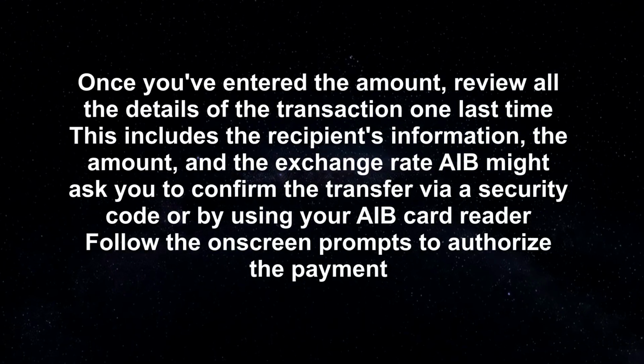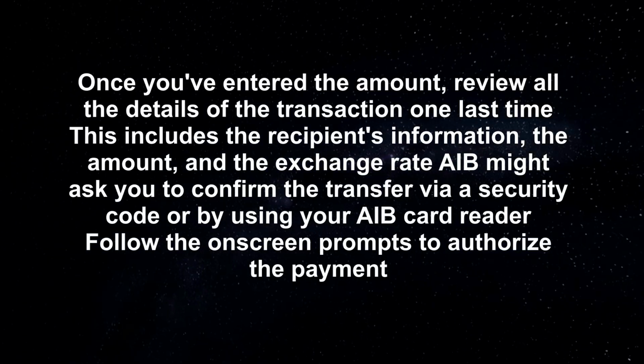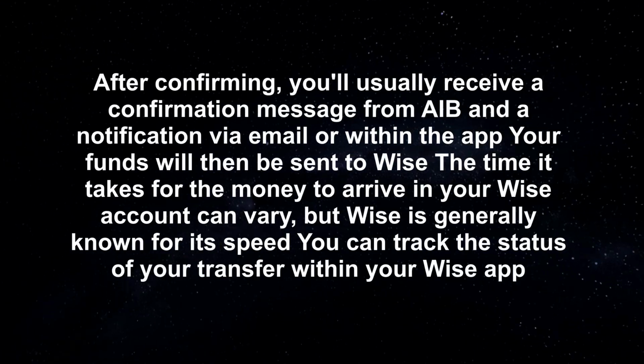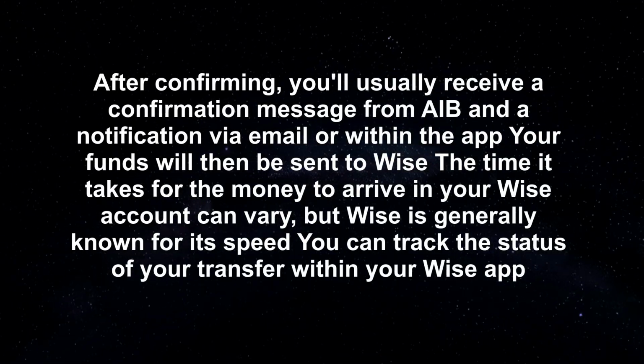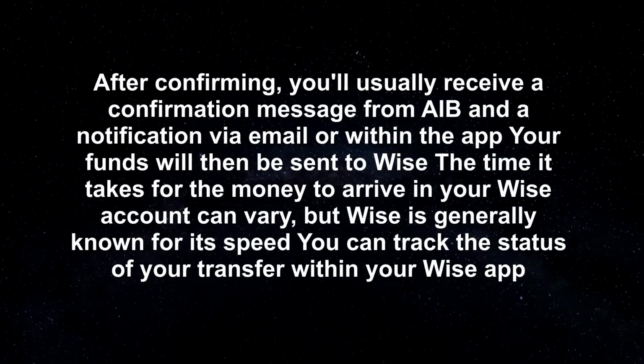AIB might ask you to confirm the transfer via security code or by using your AIB card reader. Follow the on-screen prompts to authorize the payment. After confirming, you'll usually receive a confirmation message from AIB and a notification via email or within the app. Your funds will then be sent to Wise.